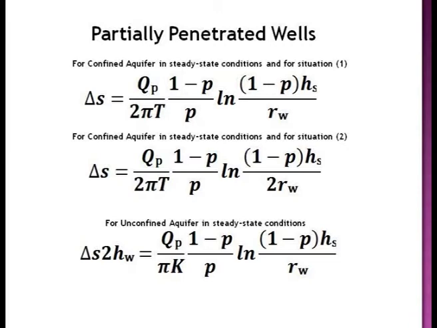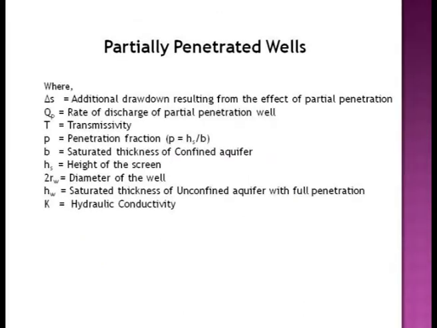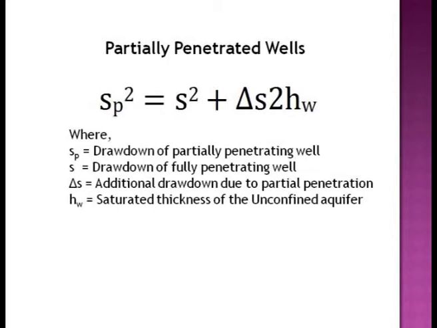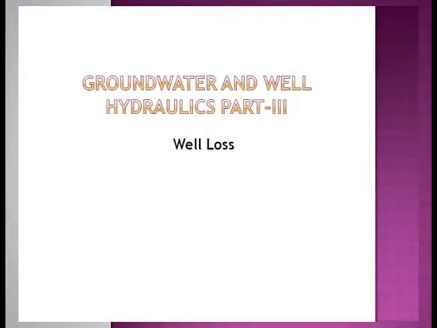For an unconfined aquifer, we can calculate it. So, delta S squared Hw equal to Qp upon pi K, K is the hydraulic conductivity, into (1 minus P) upon P into ln of (1 minus P) into Hs upon Rw. So, here Hw is the thickness of the aquifer. In a confined aquifer, small b is the letter for the thickness of the aquifer. So, here Sp squared equal to S squared plus delta S squared Hw. So, this is about the partially penetrating well.